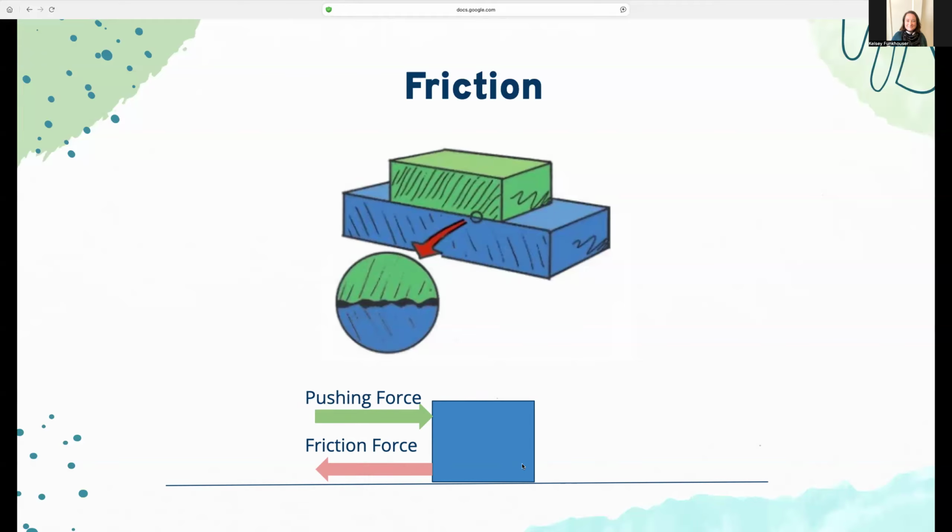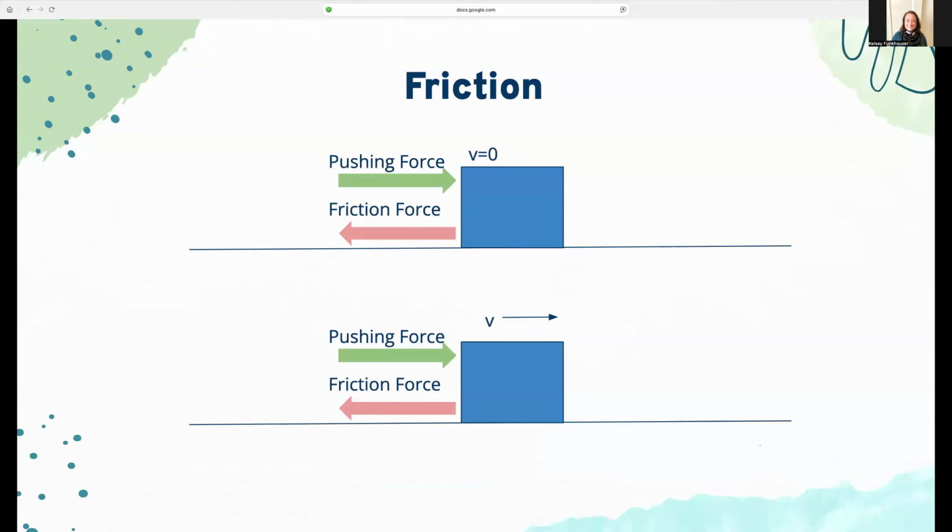So if you start to push on an object, the friction force is going to work to prevent that motion. But also there's a point where you are pushing hard enough that you're stronger than that friction force. And then your object will start moving, but there's still a friction force. So let's look at this.